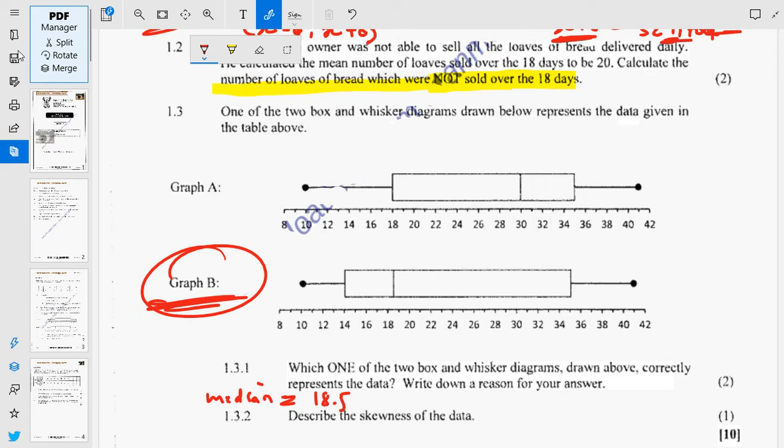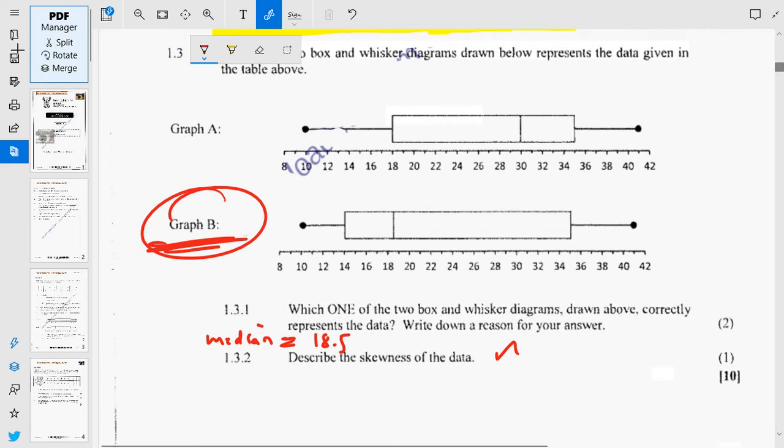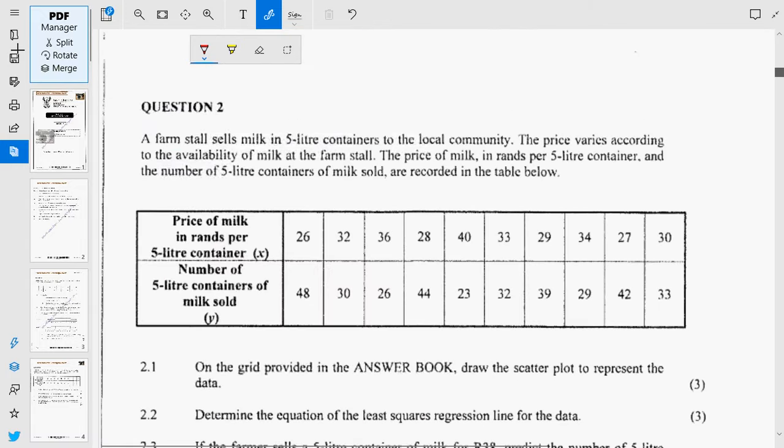Okay, that was very simple. And the last part of this question asks us to describe the skewness of the data. So you can see from the box and whisker that our data is positively skewed. So that was very straightforward. A very straightforward 10 marks there. Nothing was really hectic. Okay, so let's move on to our second question.